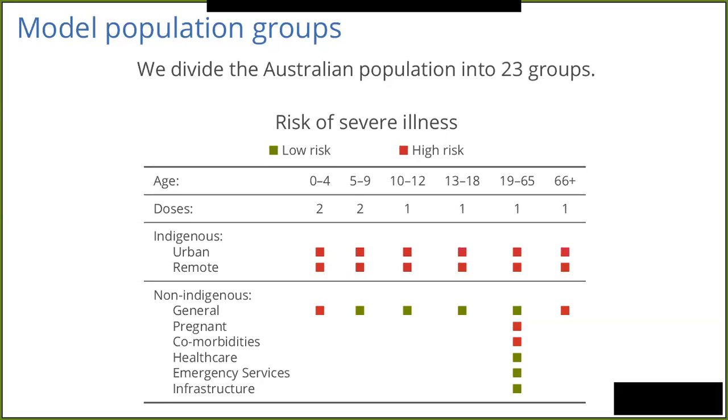We also assume that some of these groups are much more likely to experience severe disease if they become infected, and this is based on past observations. These groups, which collectively we'll call high-risk groups, include the Indigenous populations, children under 5, the elderly, pregnant women, and adults with comorbidities.